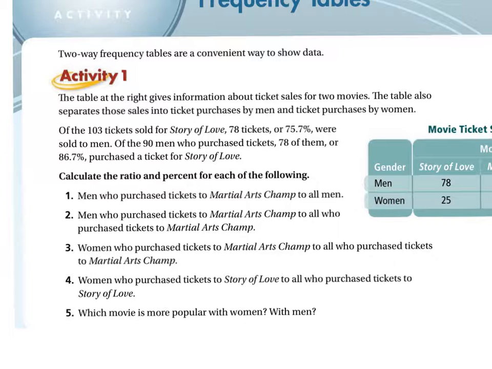So you can see what percent were sold to men, and what percent of the men bought tickets for Story of Love. So we can calculate ratios and percents for these different groups. Number 1: men who purchased tickets to Martial Arts Champ to all men. That's our ratio, those that purchased the tickets to that to all the men.